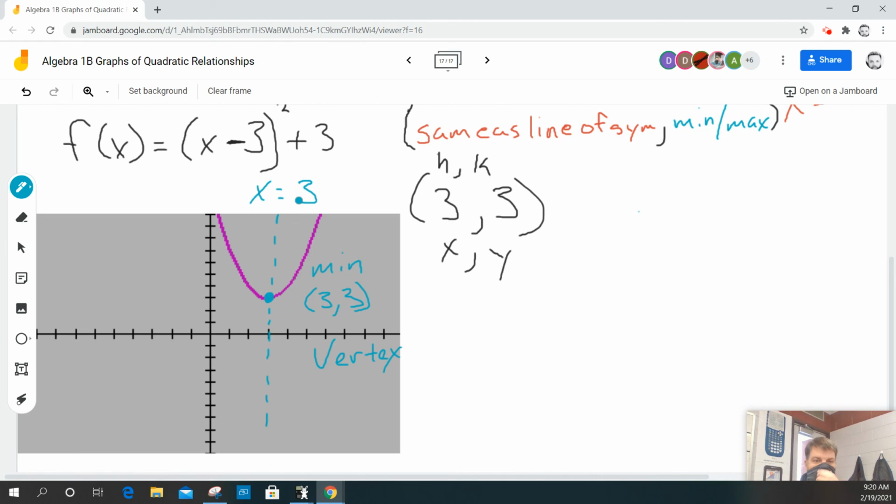Okay. And then the range on this, that's why it's called a minimum value. The range for this particular function is y has to be greater than or equal to positive 3. In other words, you'll never have y equals 2. You'll never have y equals 0. You'll never have y equal anything less than 3 because of the shape of the graph. Okay?